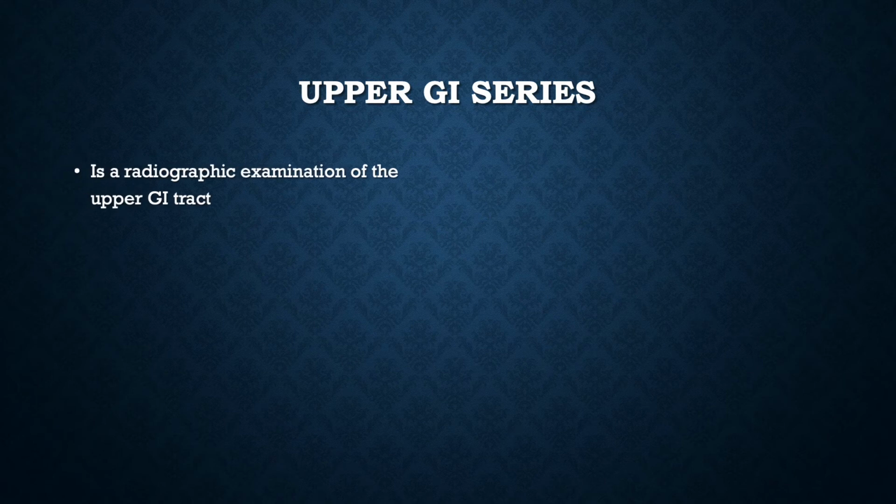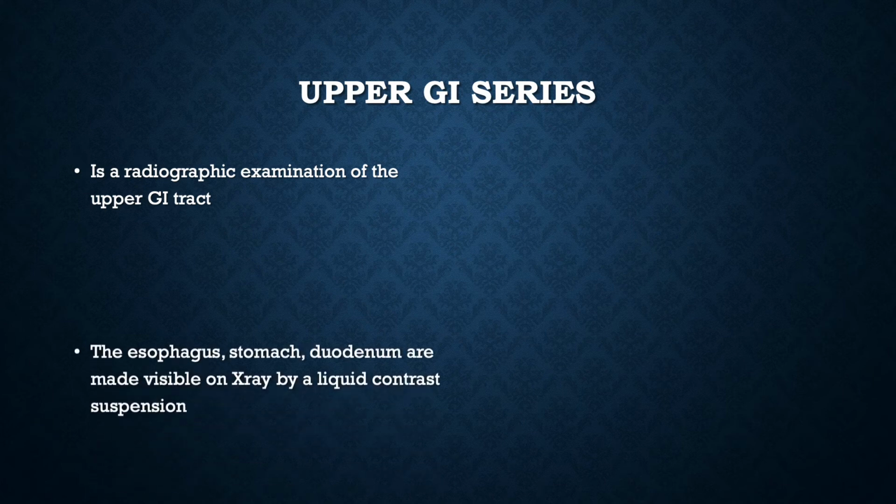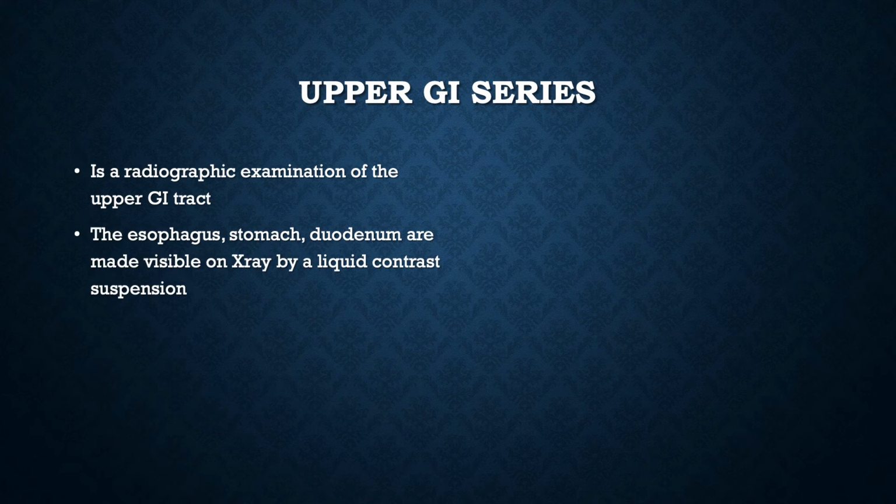The next examination is the upper GI series. It is a radiographic examination of the upper GI tract. Like the barium swallow, the esophagus, the stomach, the duodenum are made visible on X-ray by a liquid contrast suspension.